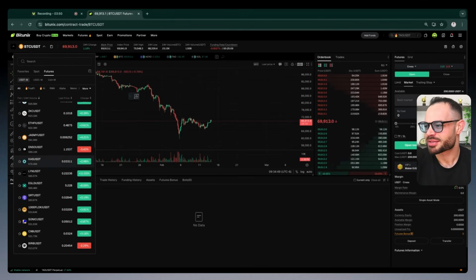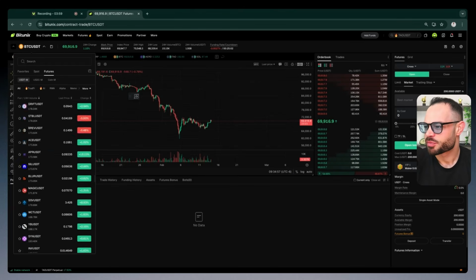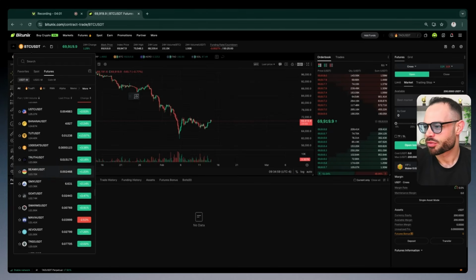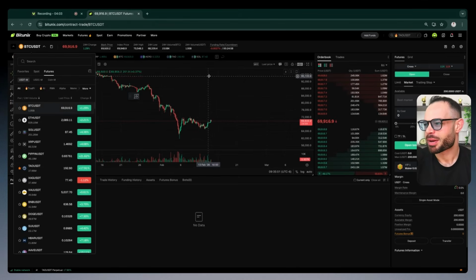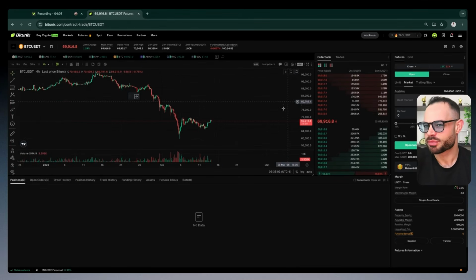But you can see here, as I scroll down through the list, there is a very wide variety of different assets, altcoins, commodities that you can be trading here using leverage directly over on Bitunix. Okay, if I jump back up to the top here, we can use Bitcoin for today's example.